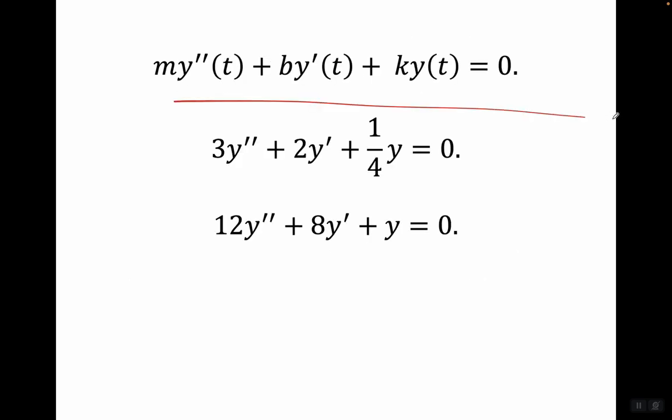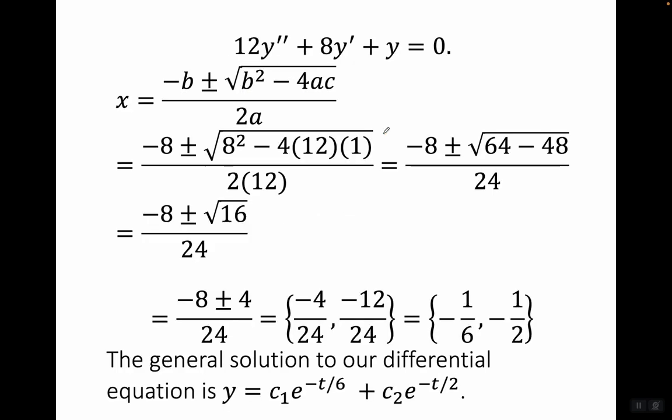Okay, we were given this differential equation earlier. We're told that the mass is 3 kilograms, b, that damping constant, is 2, and k, the spring constant, is 1/4. So this is our differential equation. I don't want to deal with fractions. We're just going to multiply everything by 4 and get 12y double prime plus 8y prime plus y equals 0. Okay, we know how to solve something like this.